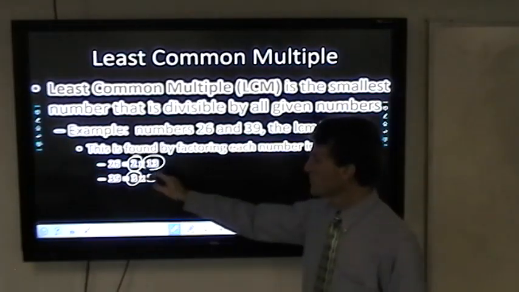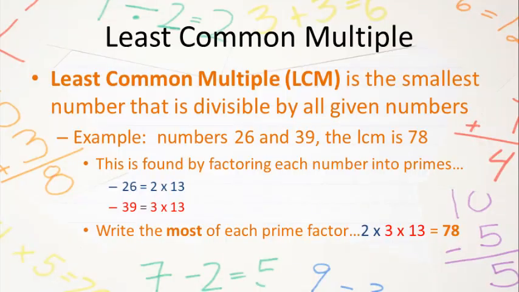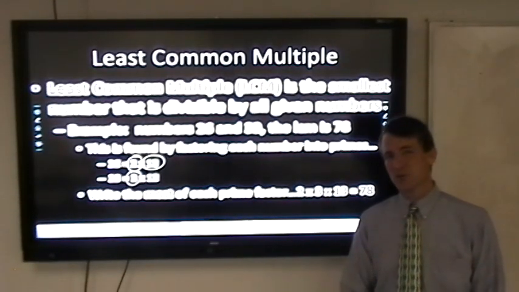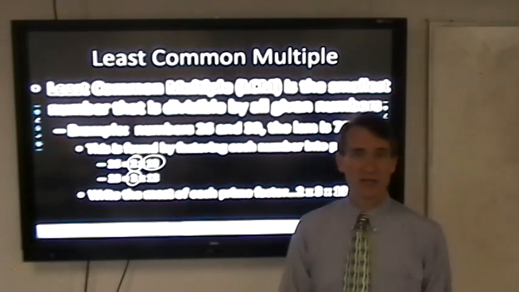So here I have 2, 3, and 13. Multiplying all those numbers together, I get the common multiple of 78. So the least common multiple of 26 and 39 is 78. Still a little confused? That's okay. Let's keep on moving and we'll look at another example.